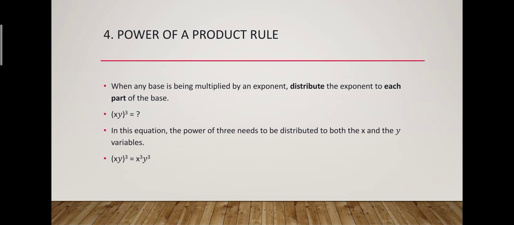Power of a product rule. When a product is being raised by an exponent, distribute the exponent to each part of the base. For example, the quantity xy to the 3rd. In this equation, the power of 3 needs to be distributed to both the x and the y variables. And so we have x to the power of 3 times y to the power of 3.